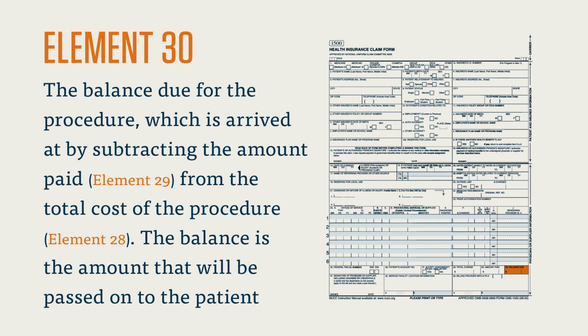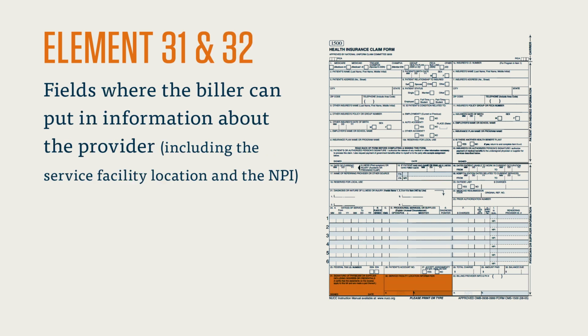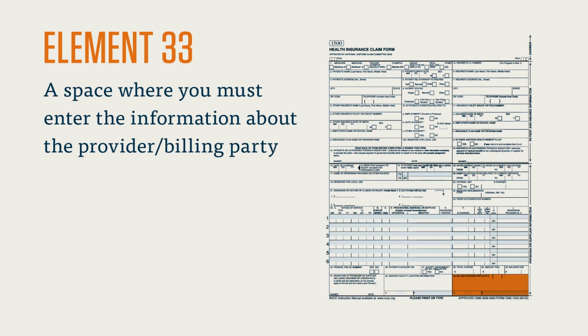Element 30 is the balance due for the procedure, which is arrived at by subtracting the amount paid, element 29, from the total cost of the procedure at element 28. The balance is the amount that will be passed on to the patient. Elements 31 and 32 are fields where the biller can put in information about the provider, including the service facility location and the NPI. The final element, element 33, is a space where you must enter the information about the provider billing party.